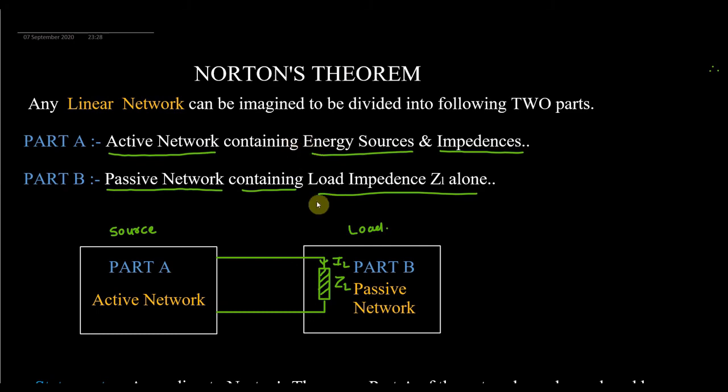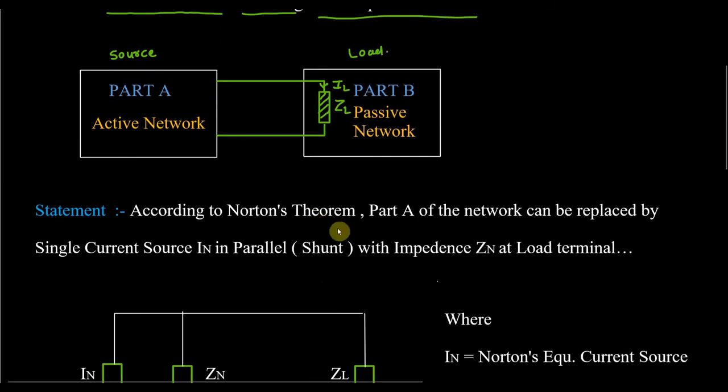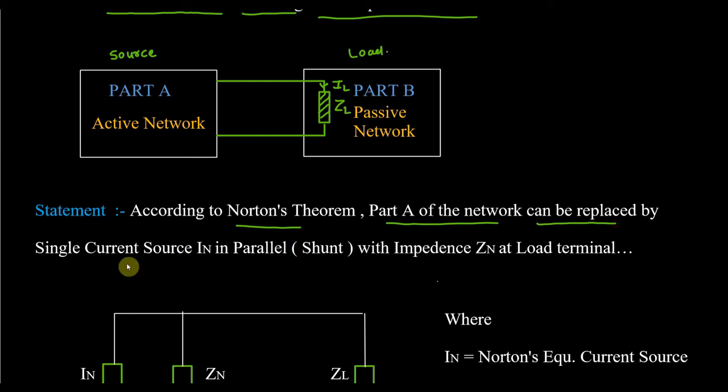So what does Norton's theorem say? According to Norton's theorem, part A of a network, an active network with energy sources and impedance, can be replaced by a single current source IN in parallel, or shunt, with an impedance. So you can see that this complete diagram is part A.